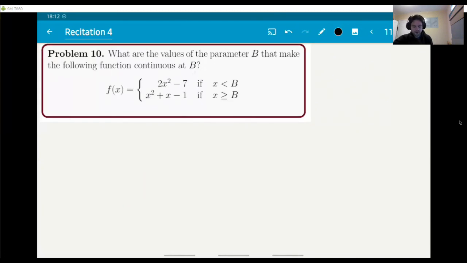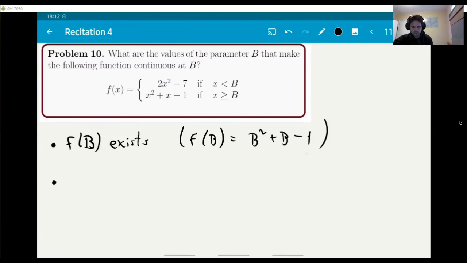Okay, we want to find continuity at B. The first item is obvious, f of B exists. Let's not worry too much about the value, but that's easy enough. What is f of B? Well, f of B, according to the definition, is b squared plus b minus 1. You have to use the second one because this is the one that applies to B itself.